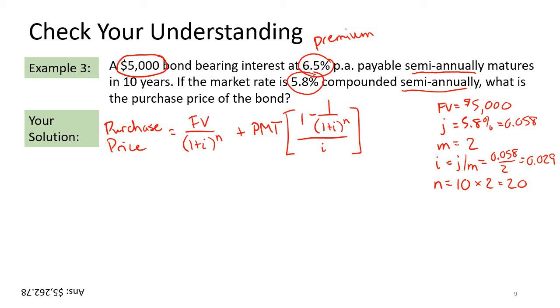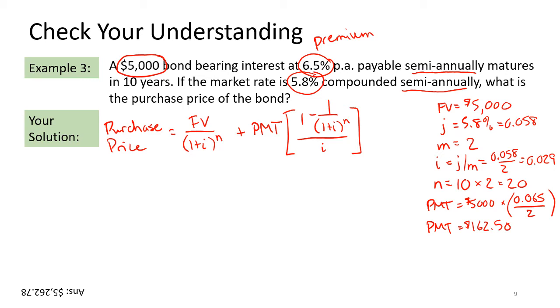Next, we need to calculate our payment. Okay, and remember, it's based off the face value, 5,000, multiplied by our bond interest rate, 6.5%, which you can convert to 0.065, divided by the number of interest payment periods per year. In this case, semi-annual is 2. So if you calculate that out, you get a payment of $162.50.